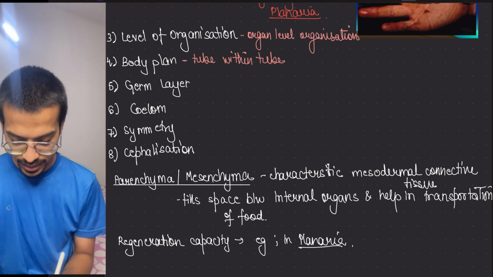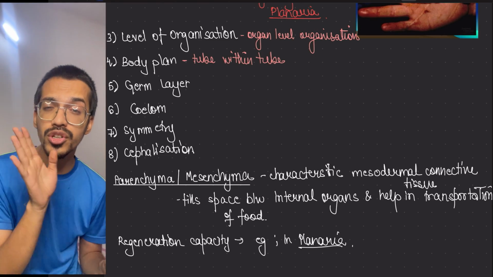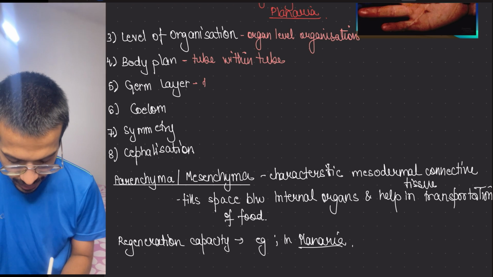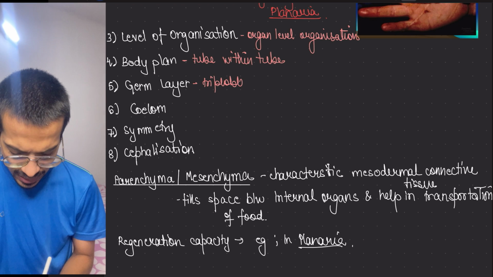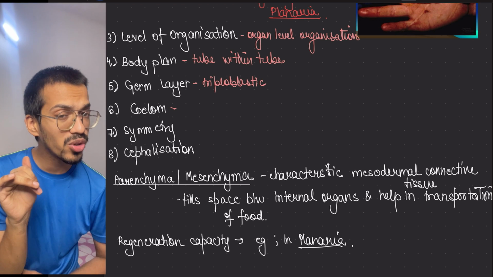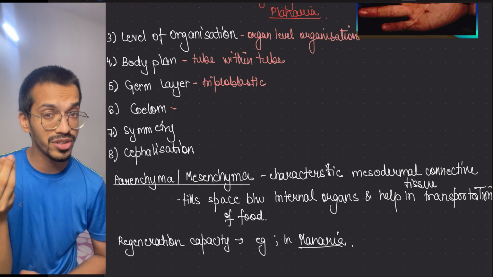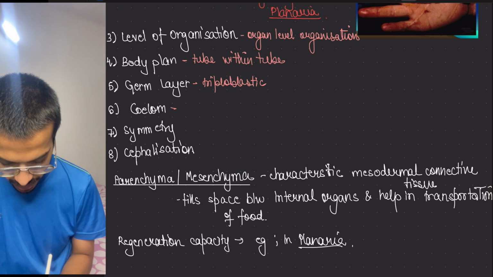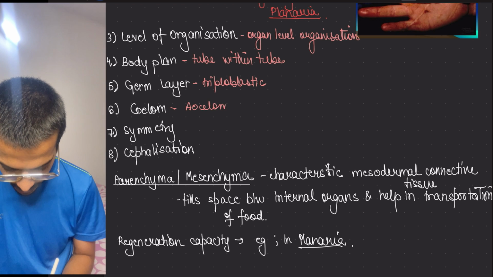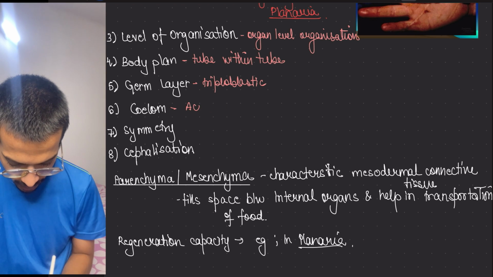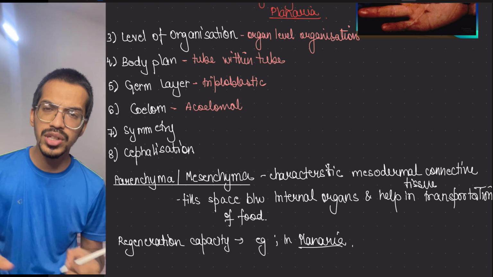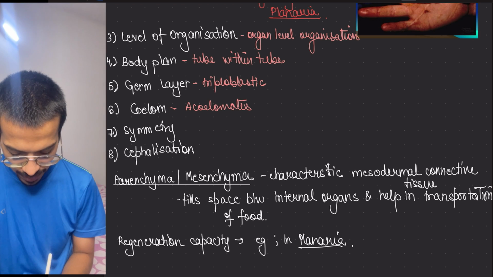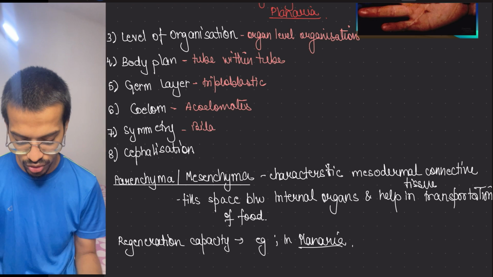After that, the germ layers. They are the first triploblastic animals, so three layers are present. But three layers doesn't mean they will have a body cavity; that is a more advanced feature. So they are acoelomates. Symmetry: they are bilaterally symmetrical, because a flat paper you can cut in one way, one plane. So bilateral symmetry.